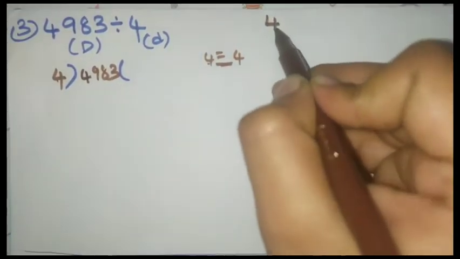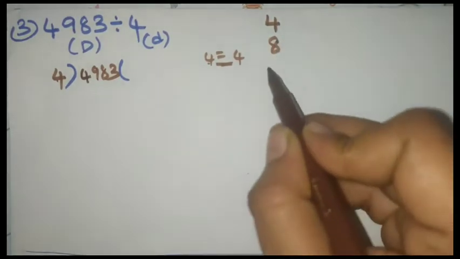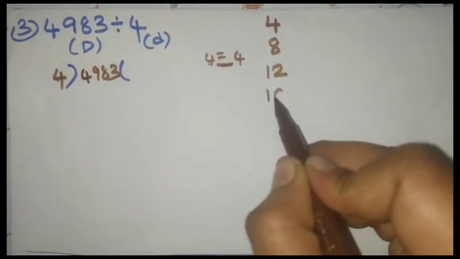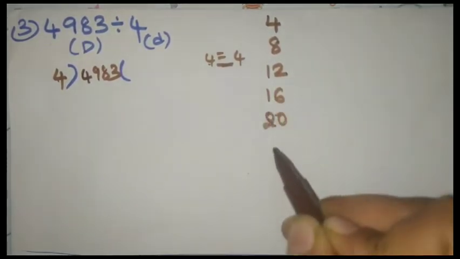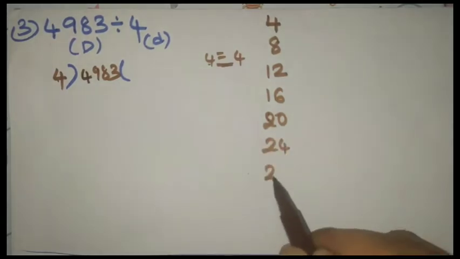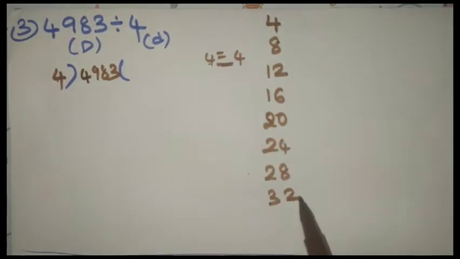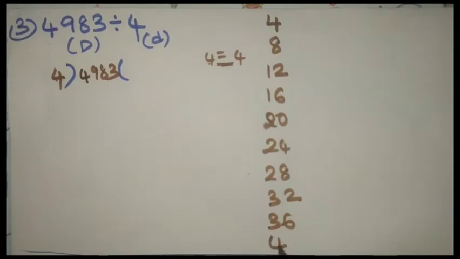Okay. 4 ones are 4, 4 twos are 8, 4 threes are 12, 4 fours are 16, 4 fives are 20, 4 sixes are 24, 4 sevens are 28, 4 eights are 32, 4 nines are 36, 4 tens are 40.